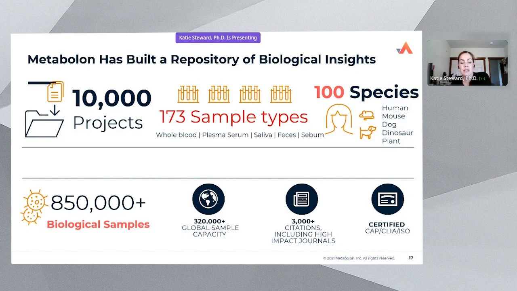And because we're so willing to work on different matrices, and because metabolomics has such a wide area of applications, we've been cited in people's research over 3,000 times in really high impact journals. We also have different certifications. We have CAP and CLIA, and we're also an ISO 9001 lab.